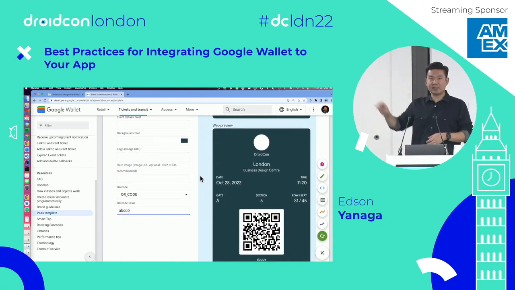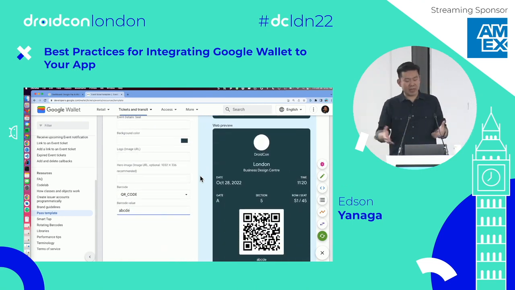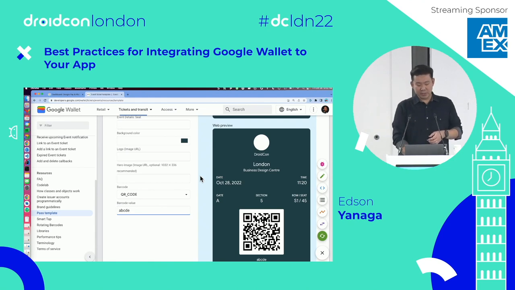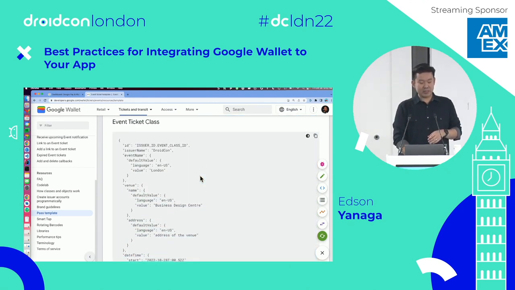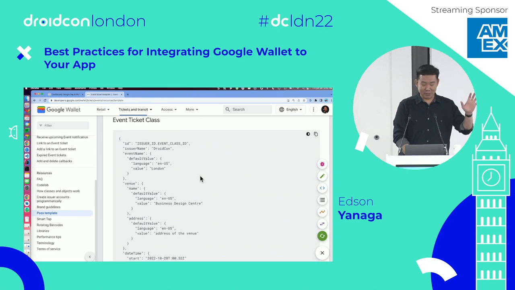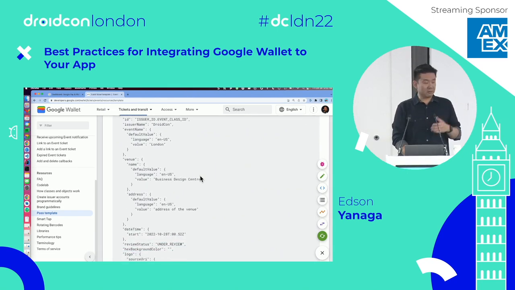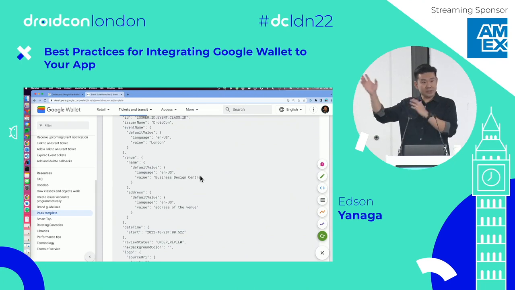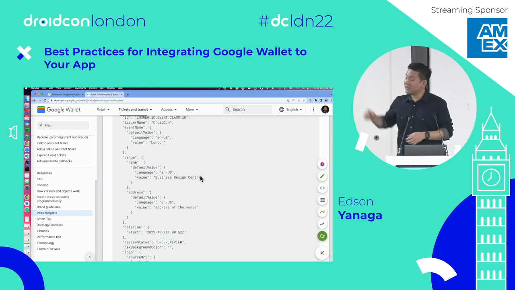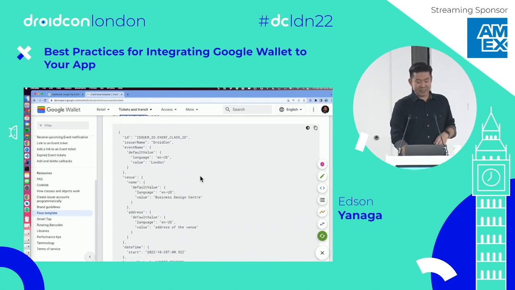And we have this pass template because sometimes it's hard to visualize how your pass is going to look in your device just by looking at this JSON. Unfortunately, the way that we have to define your wallet passes is through this JSON configuration. But believe me, it could be worse. It could be YAML. I don't know how many of you are YAML fans, but it could be YAML. Or for the XML fans, I'm an XML fan, it could be XML. So here you have the event ticket class.